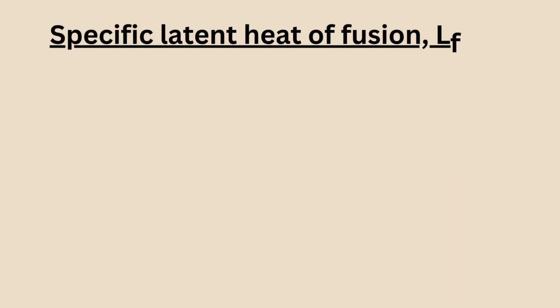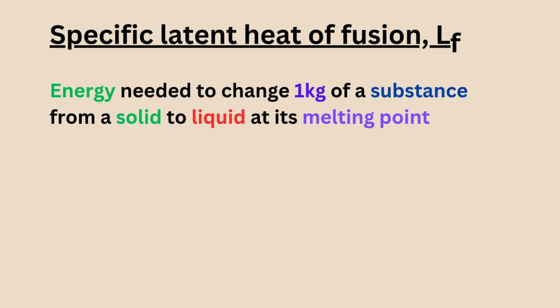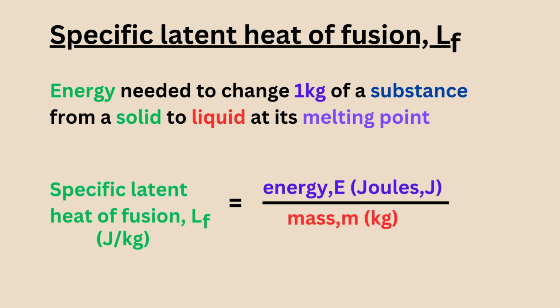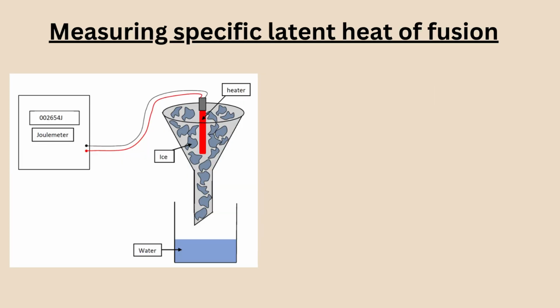Specific latent heat of fusion is the energy needed to change 1 kilogram of a substance from a solid to a liquid at its melting point. And to calculate it, specific latent heat of fusion is equal to the energy in joules divided by the mass in kilograms. To measure the specific latent heat of fusion of ice, we will set the apparatus up as shown in the diagram.